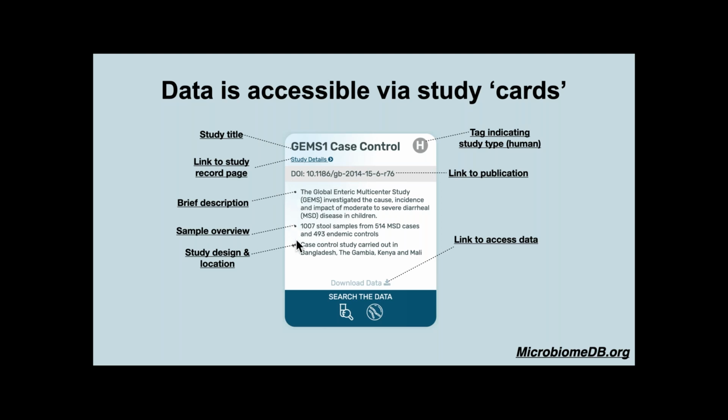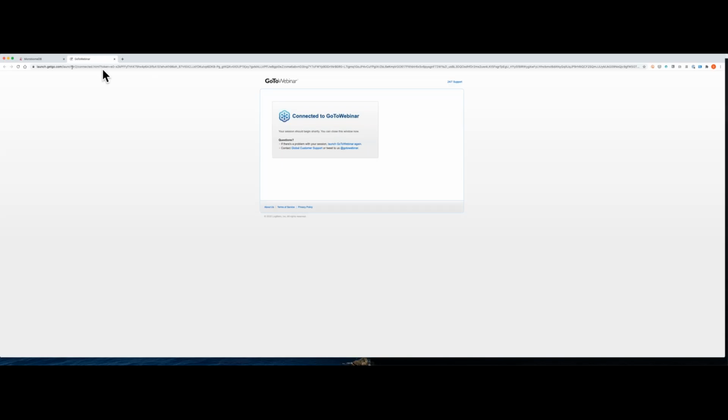We have a bullet pointed description of the key aspects of the study, what it was and why it was conducted, how many samples were collected, and the study design and where it was carried out. If there was a publication associated with the study, we have a link to that publication, and we have a tag indicating the type of study, in this case, H, standing for human. So I'm going to head over to the actual database website now.